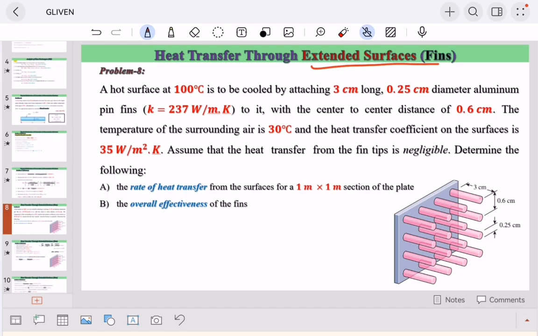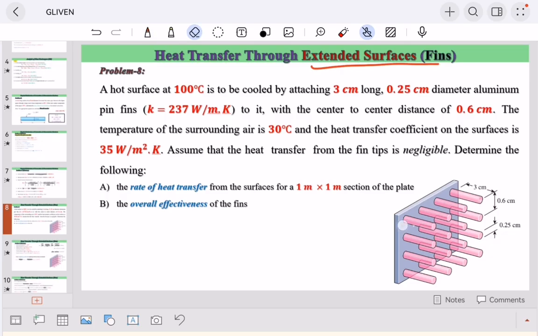Now here is a problem. There is a plate. This plate has small extended surfaces which are pink in color, right? There are many fins placed on this plate. Now we all know that the role of these fins is to remove heat from the surface, right?